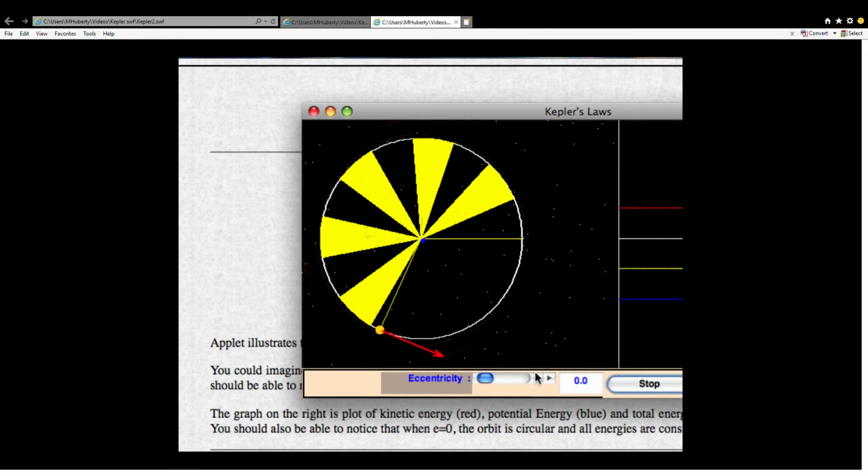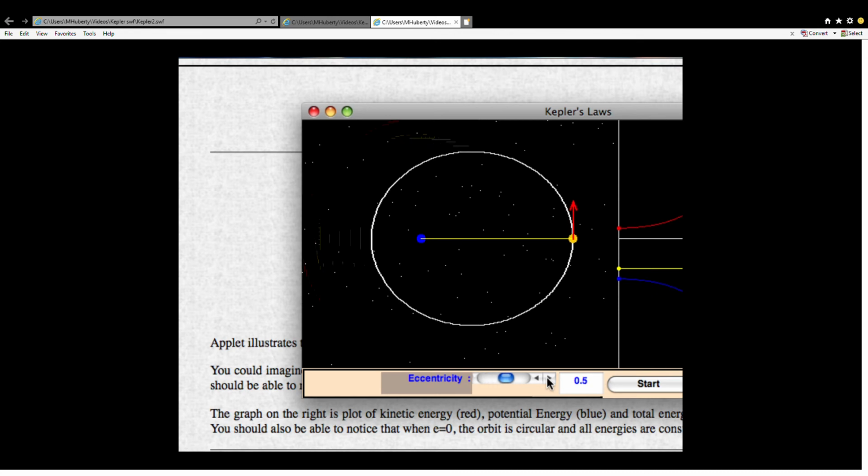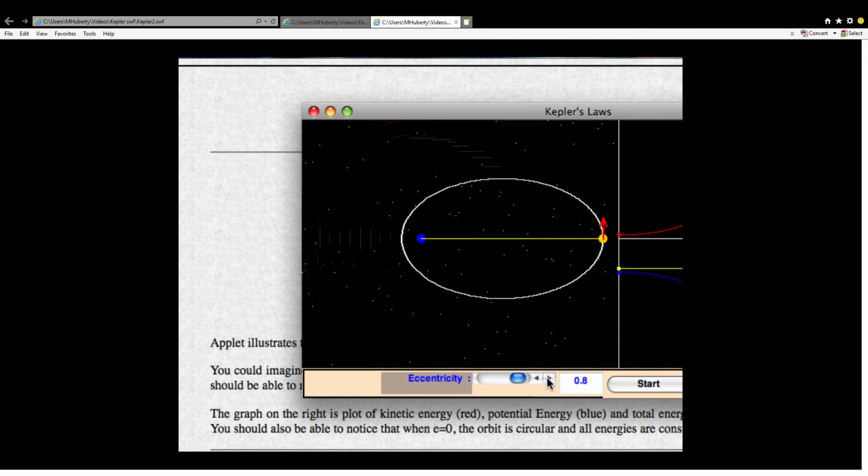Now, what we're going to do here is increase the eccentricity, because it's not really surprising with the circle. So, we'll warp this. Let's go to this value. So here we're still going to be moving equal areas in equal times.